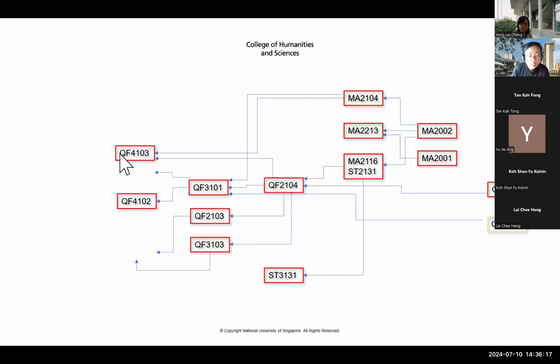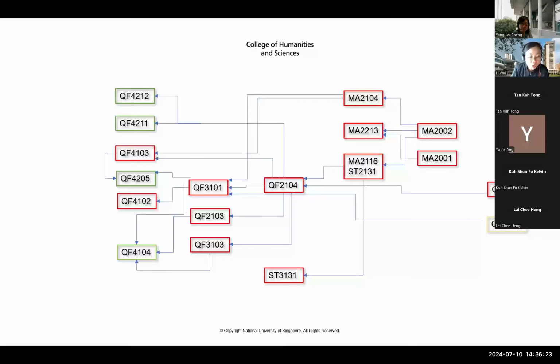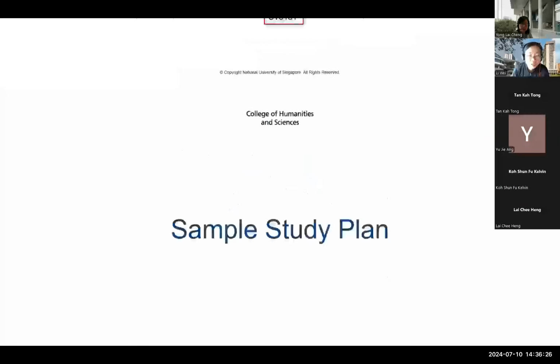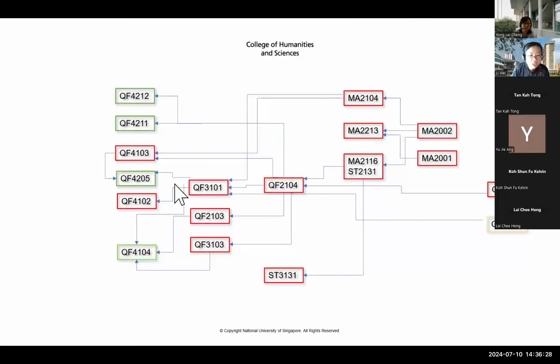I think it's very boring to read all of them. You can see that there are some prerequisites. And in my picture, you can see some red boxes. Red boxes mean compulsory courses, that is, you don't have a choice. And the green boxes are the elective courses. And this is the picture for the QF major. And I see one question from the chat box.